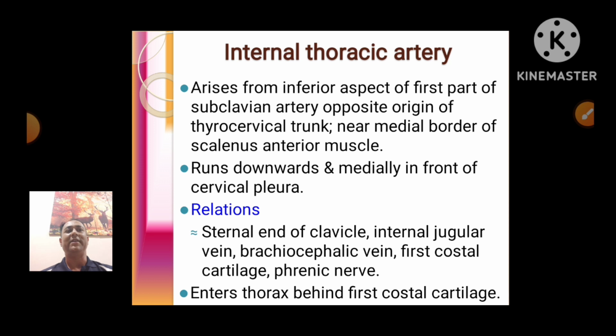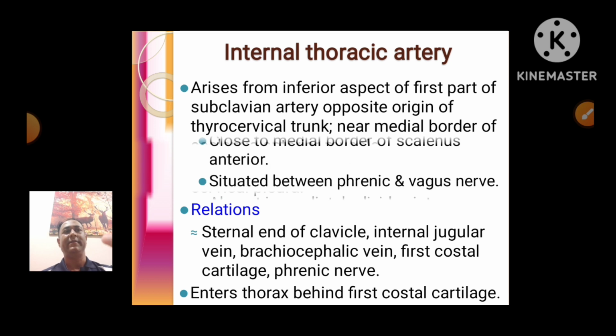That's it. The second one is internal thoracic artery. It arises from the lower aspect of the first part of the subclavian artery, arising from below, opposite the origin of thyrocervical trunk, near the medial border of the scalenus anterior muscle. Then it runs downward and then medially in front of the cervical pleura and ultimately ends by supplying the structures within the thorax, right? No need to remember the relations as well.